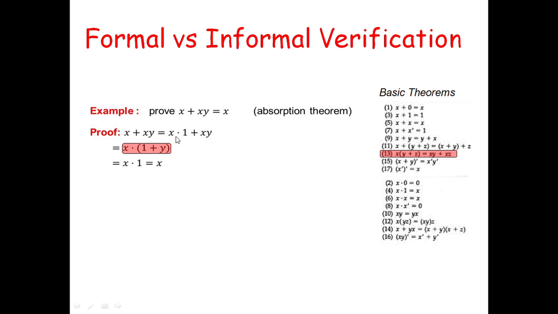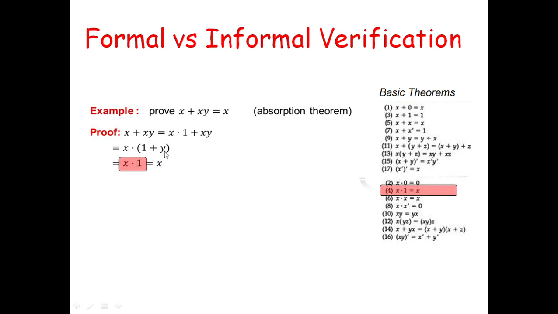Then this x dot 1 plus xy is replaced with x dot (1 plus y), and the theorem that is used is the distributive property here. And then 1 plus y is replaced with 1 in this pen and paper proof method. But we do not have a theorem or postulate like 1 plus y is equal to 1. We have a theorem x plus 1 is equal to 1, but there is no theorem 1 plus x is equal to 1. So this step is missing here. For the time being, we just continue.